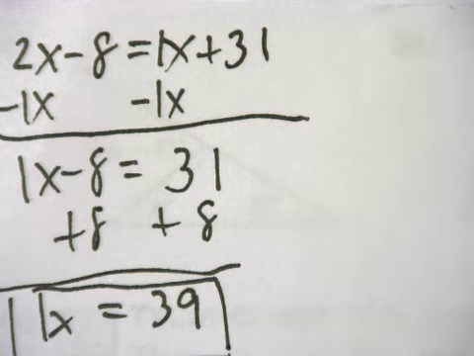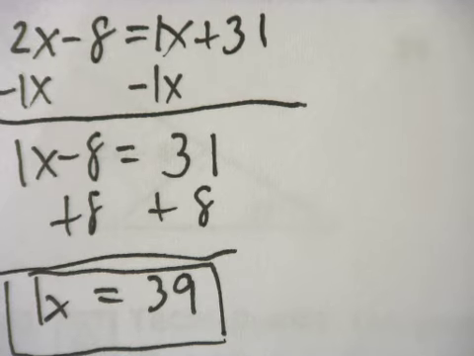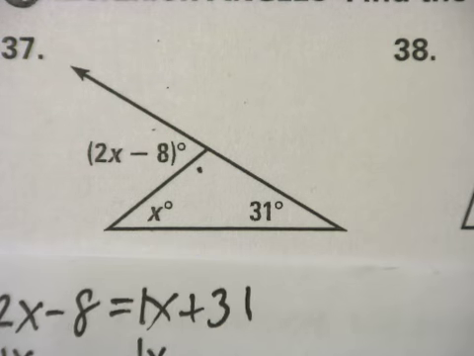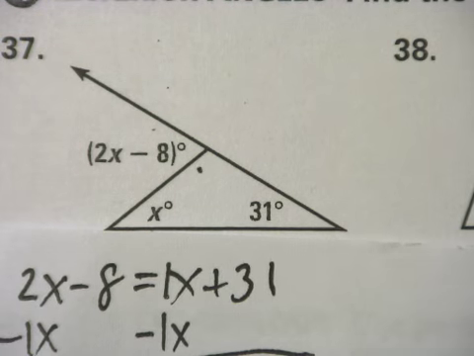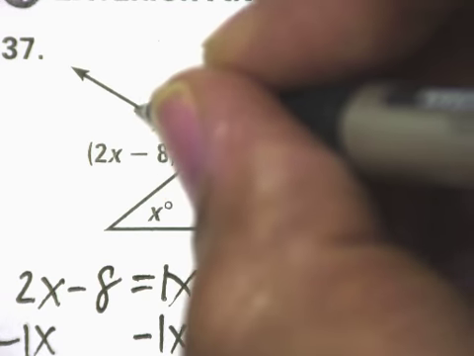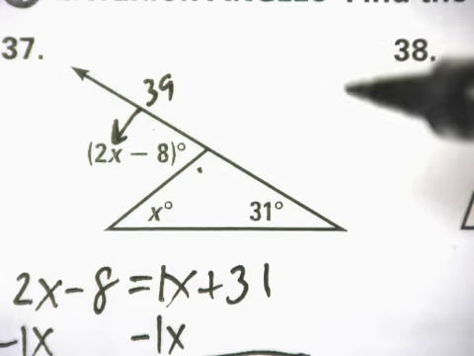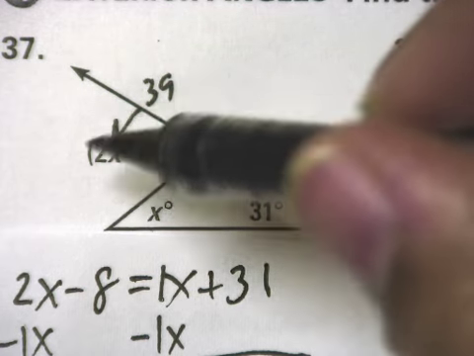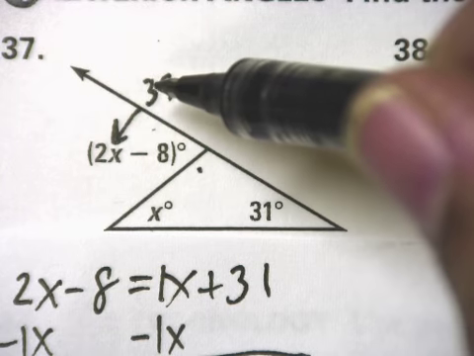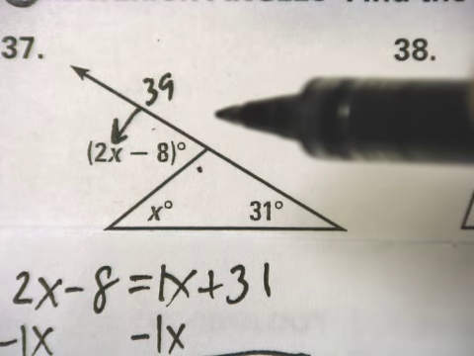Now I'm going to add 8 to both sides. And x is equal to 39. But all I did was solve for x. They want to know what the measure of the exterior angle is. Well, I know that x is 39.